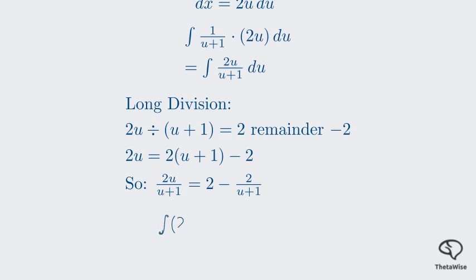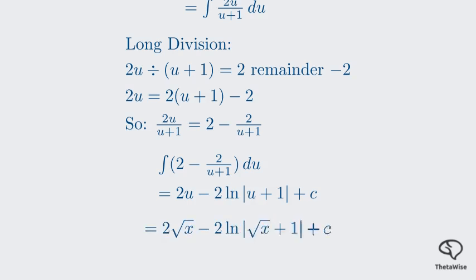We integrate term by term. The integral of 2 is 2u, and the integral of negative 2 over u plus 1 is negative 2 times the natural log of the absolute value of u plus 1, plus c. The final step, as always, is to substitute back for x. We replace u with the square root of x, giving us our final answer of 2 times the square root of x, minus 2 times the natural log of the quantity square root of x plus 1, all plus c. Verified.